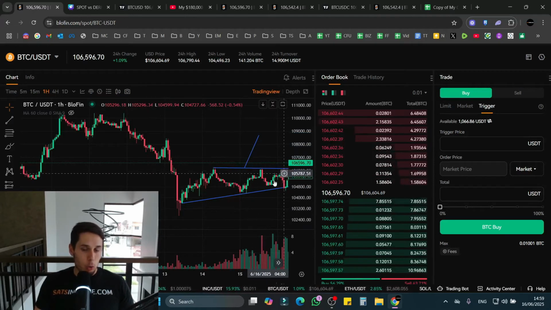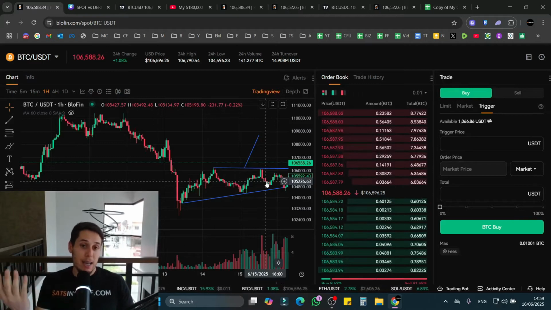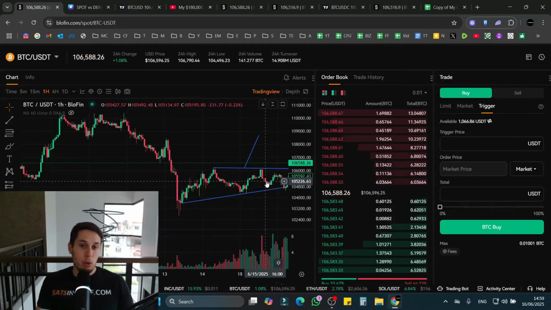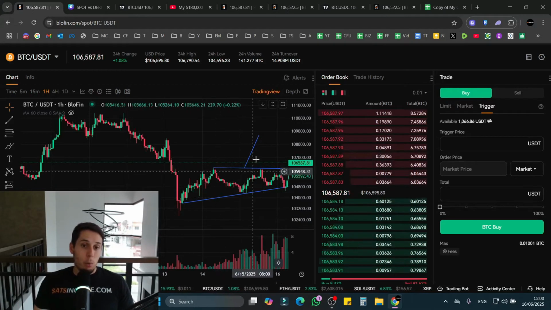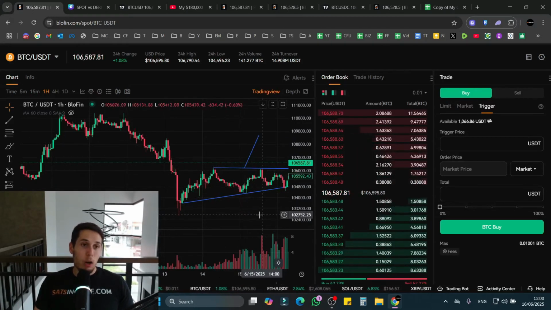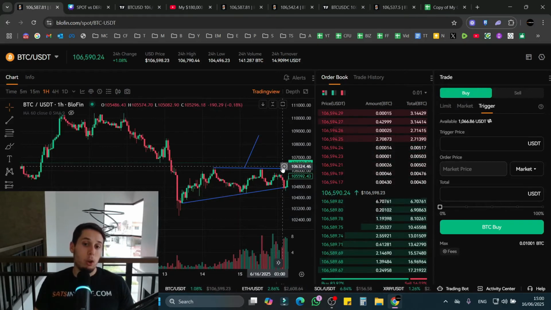So if you know this, and if this is your specific strategy, I'm not saying here that this is a great strategy, guys. I'm personally not trading this strategy. I'm just giving you an example for a situation where you might use a trigger order. So if this is your analysis, are you really going to sit in front of the charts all day waiting for Bitcoin to break out?